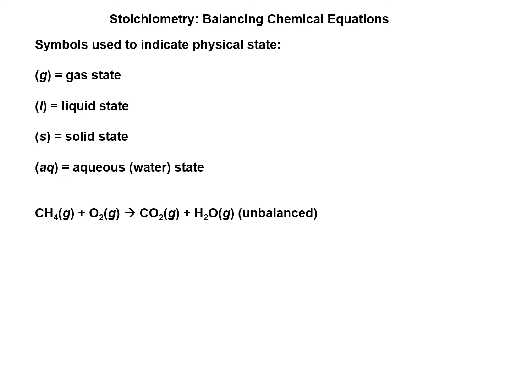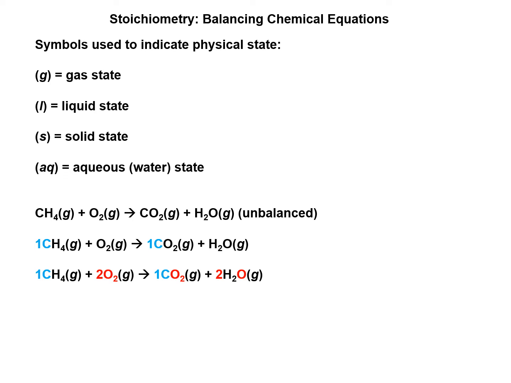So now we need to balance this equation. So I start with carbon. We have 1 carbon on the left. We have 1 carbon on the right. It's already balanced. So then I look at the oxygens. Well, if I add a 2 coefficient to the oxygen, and then I add a 2 coefficient to the water, we now have 4 oxygens on the left, 4 oxygens on the right.